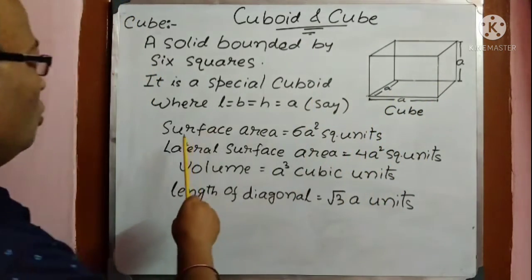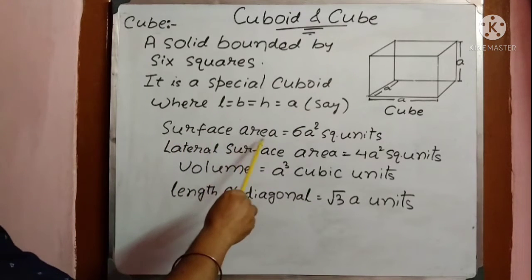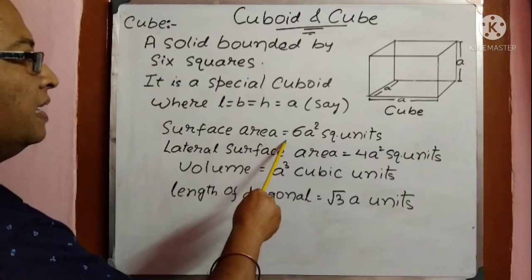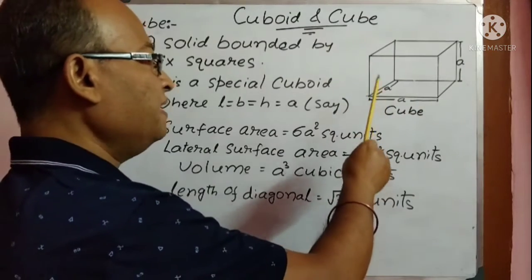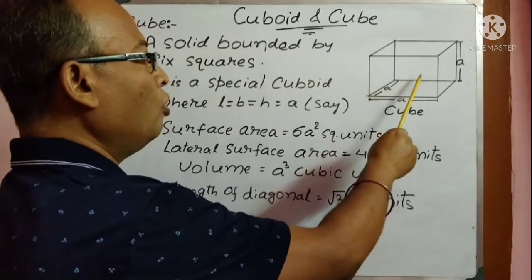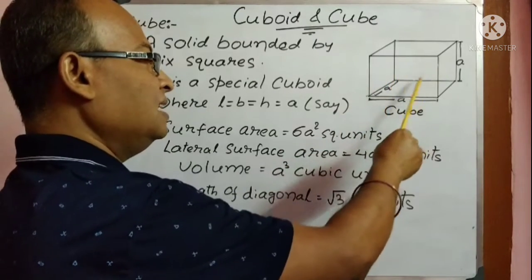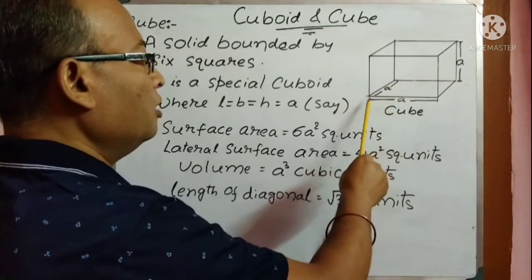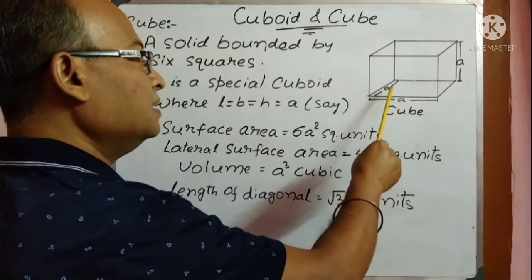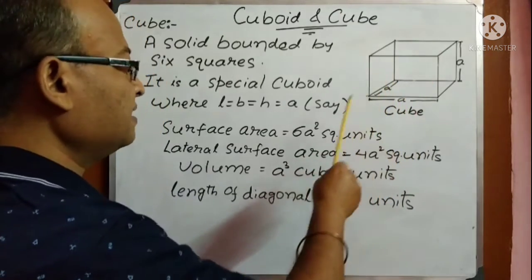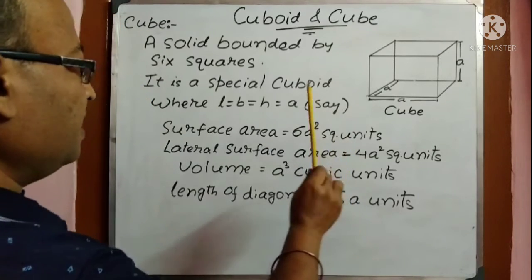So your surface area or total surface area will be what? You have to add up the 6 surfaces. That means 4 walls and floor and top, as in the case of a cuboid. So your one face will be what? A into A, A square. So sum it up, 6 faces, so 6A square, square units, as it is area.